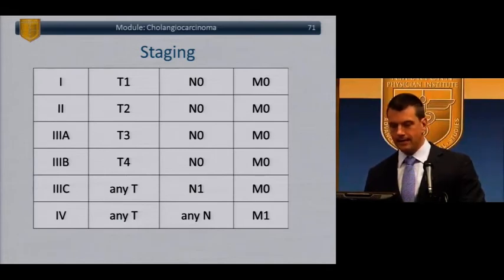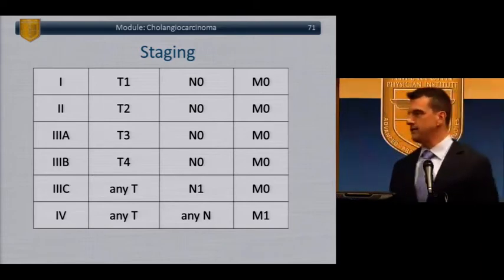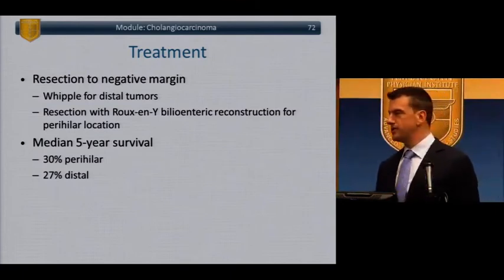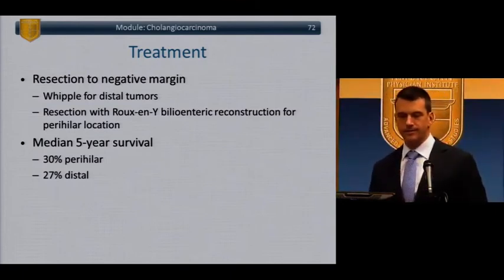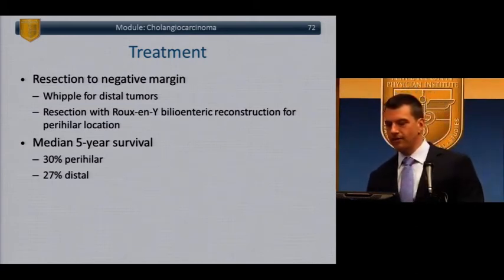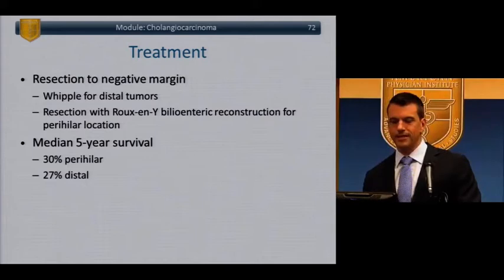The staging, again, you can see it's pretty aggressive because by the time you get any lymph node, you're at 3C, and then stage 4 is any degree of metastasis. The treatment is resection to negative margins. For distal tumors, this may involve a Whipple procedure. Resection with Roux-en-Y biliary enteric reconstruction for the perihilar or Klatskin tumors. The median 5-year survival here is 30% for perihilar, 27% for distal.